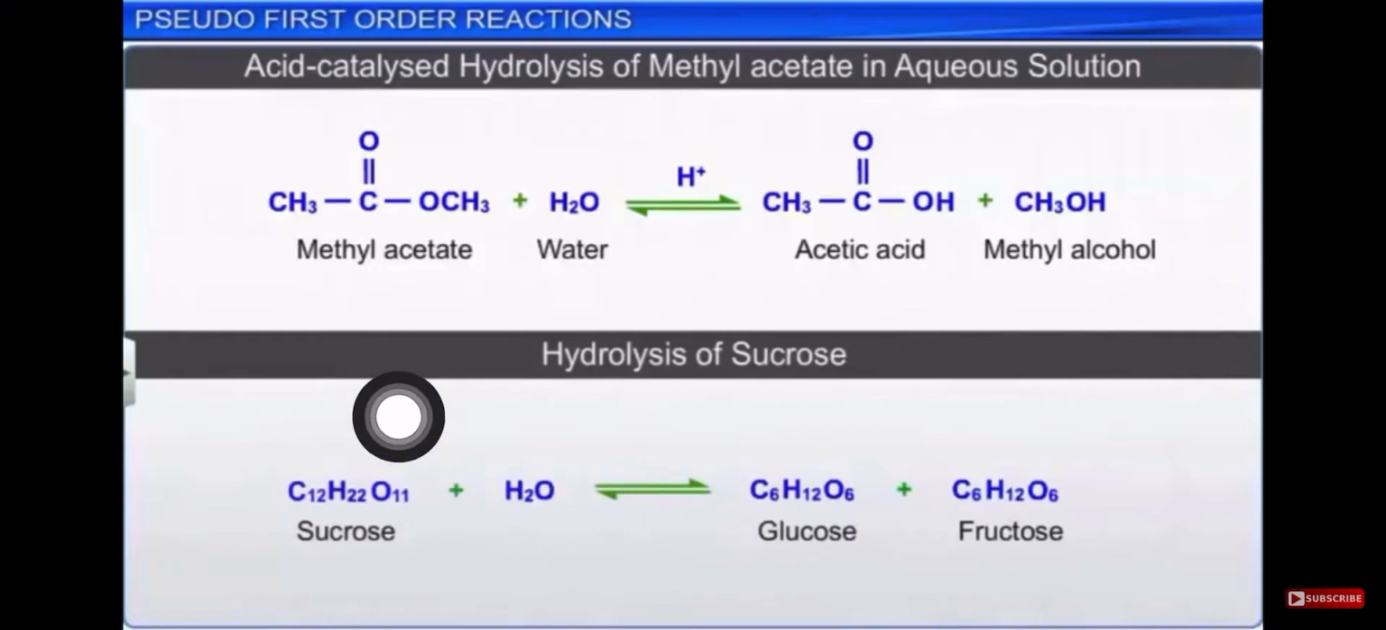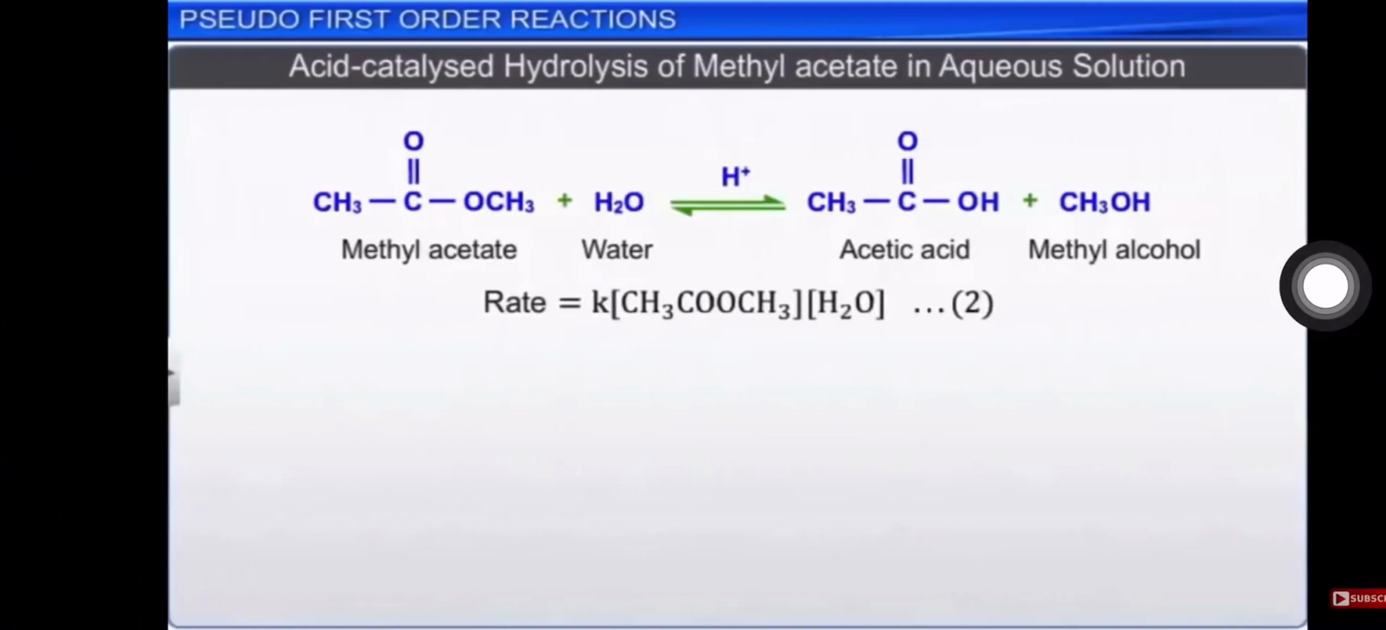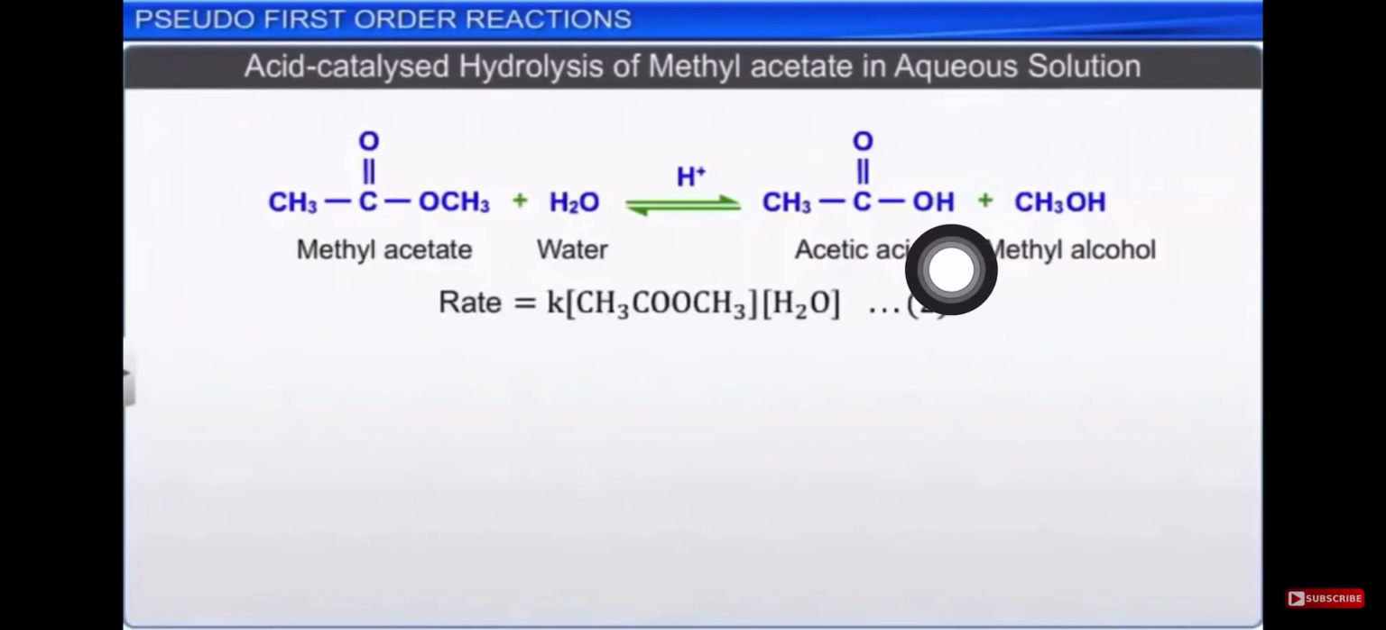So in both the cases, we are taking something in excess amount, that is water. If we consider this reaction, the acid catalyzed hydrolysis of methyl acetate in aqueous solution, we have methyl acetate and water, so the rate of reaction will be k times the concentration of both the reactants, methyl acetate and water.